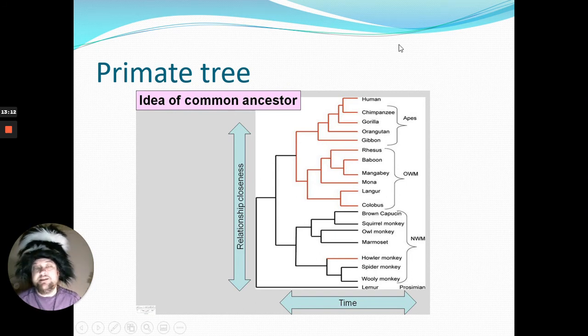So here is one example of a primate tree. At some point here you have the very first primate that emerged, and this is after the dinosaurs disappeared, I should say, went extinct.